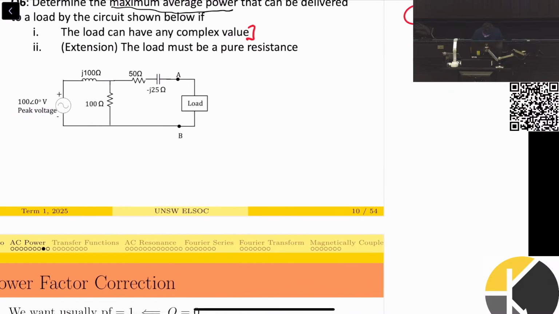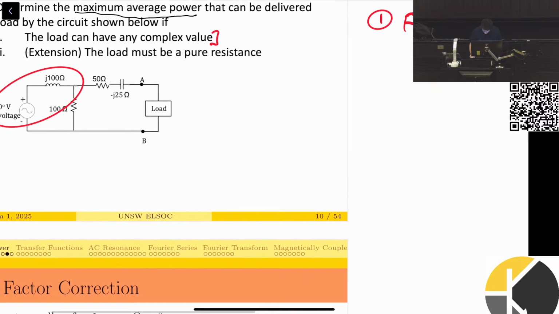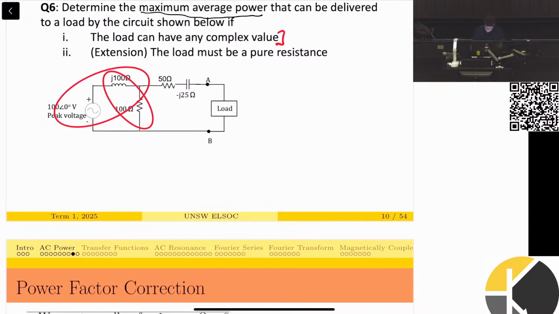I'm going to do a source transformation here. And then I'm going to add these two elements in parallel. And then I'm going to do an anti-source transformation. Does everyone see how that turns the entire circuit into a series circuit? So I'll do that quickly.